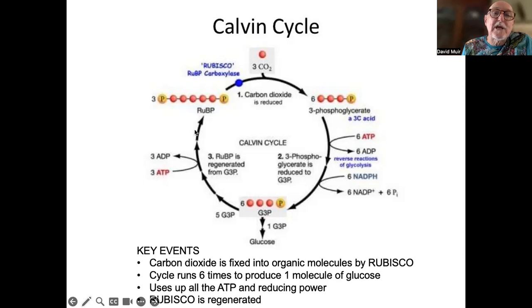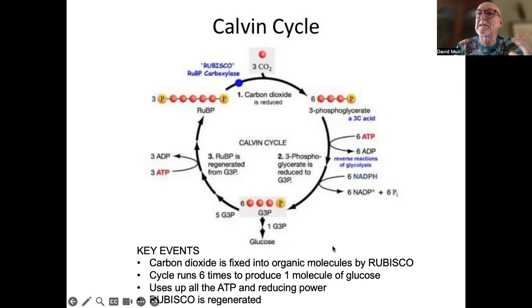Then this here is called the regeneration phase, because what we need to do is regenerate the ribulose bisphosphate. That takes another 3 molecules of ATP to produce our ribulose bisphosphate again. It's a very expensive metabolic process, but it doesn't matter because our energy source is abundant and free. So is the small molecule needed to do it, carbon dioxide. This process ends up producing our organic molecule, glucose, from simple precursors.